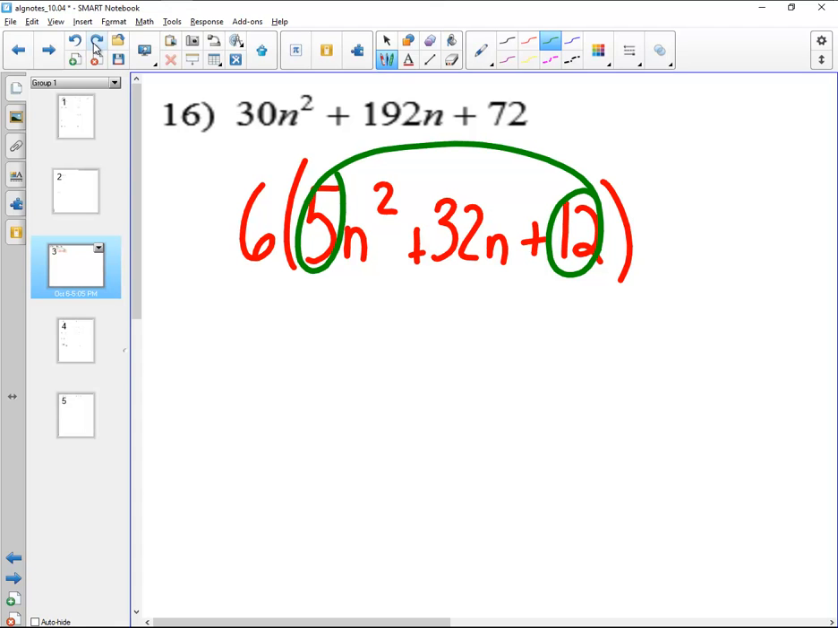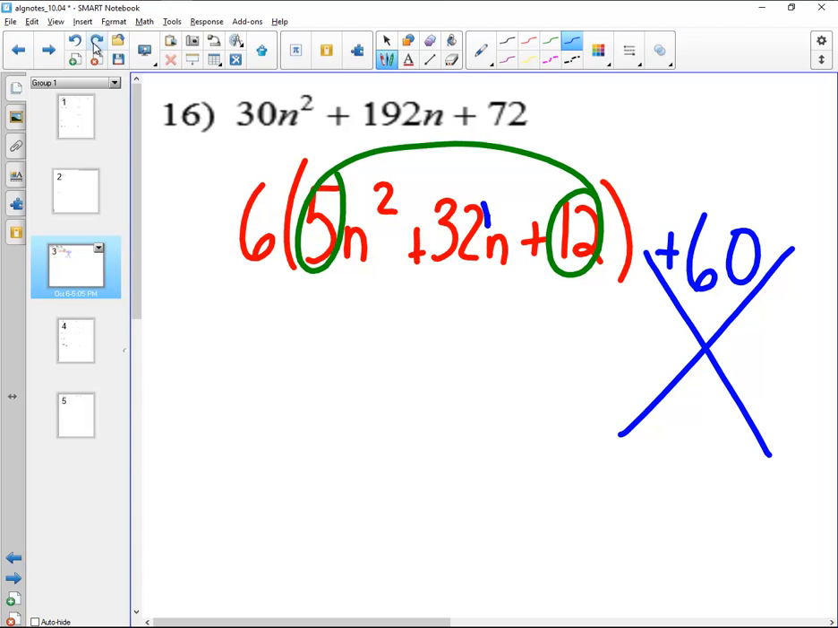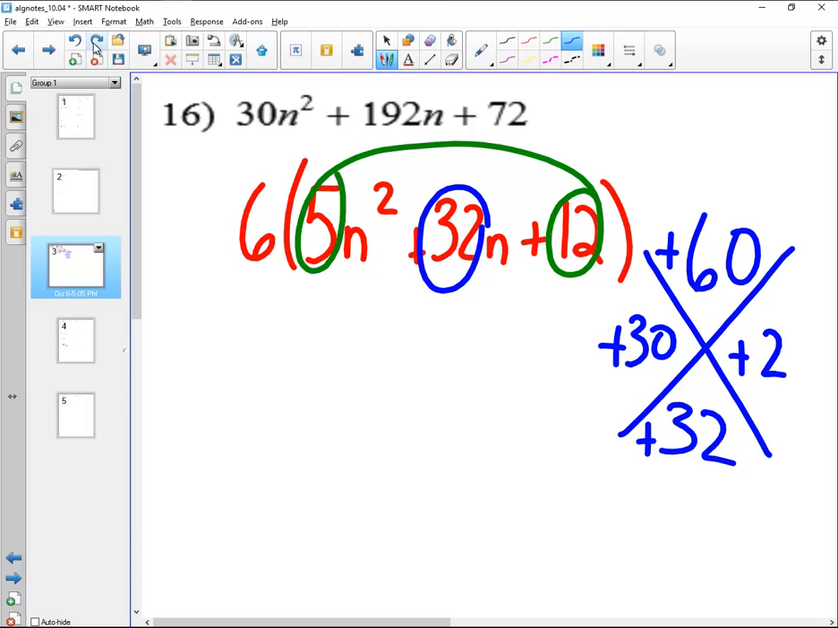So now we have this remaining trinomial, and you want to look at the coefficients of these two numbers and construct your x. Right? You want to take 12 times 5, which gives you a plus 60, and you want to place your middle term at the bottom of the x. Right? Then you want to find two numbers that add to give you 32 and multiply to give you 60. Alright? So that will be a plus 30 and a plus 2.